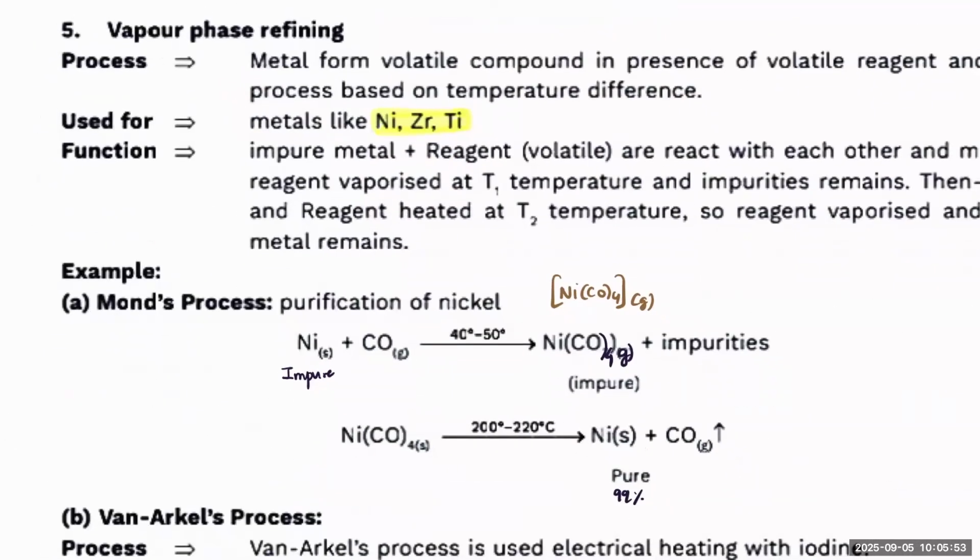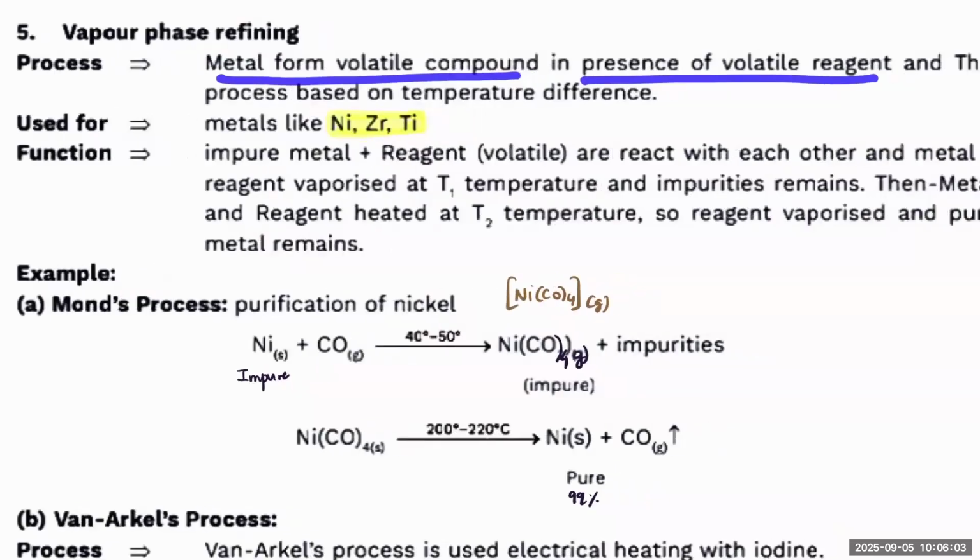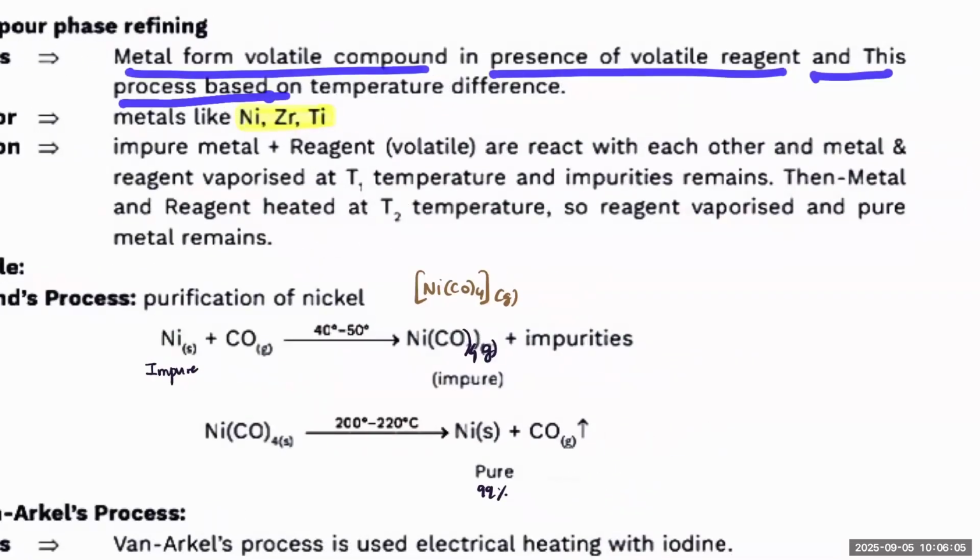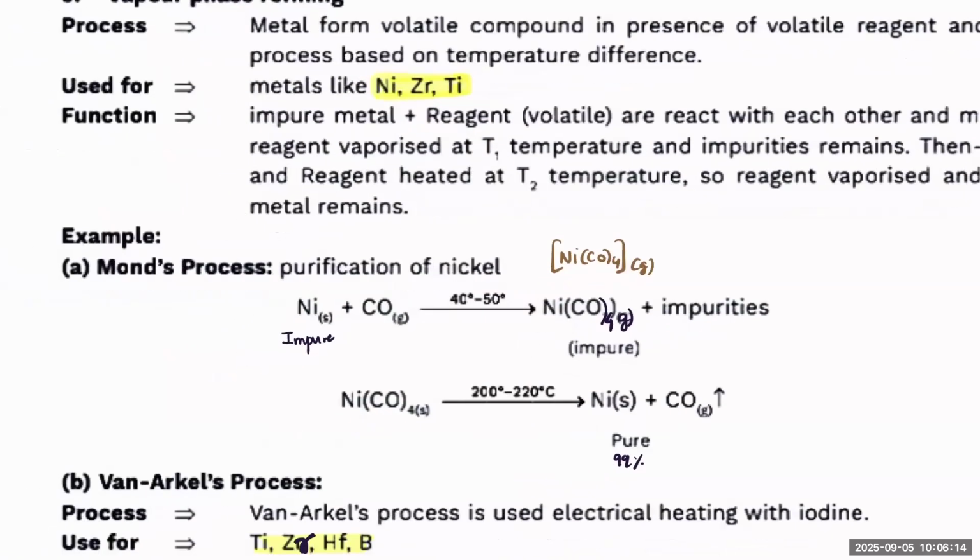Next one is vapor phase refining. What is vapor phase refining? See, metals form volatile compounds in the presence of a volatile reagent. This process is based on temperature difference. Got it? And this is used for metals like nickel, zirconium, and titanium.